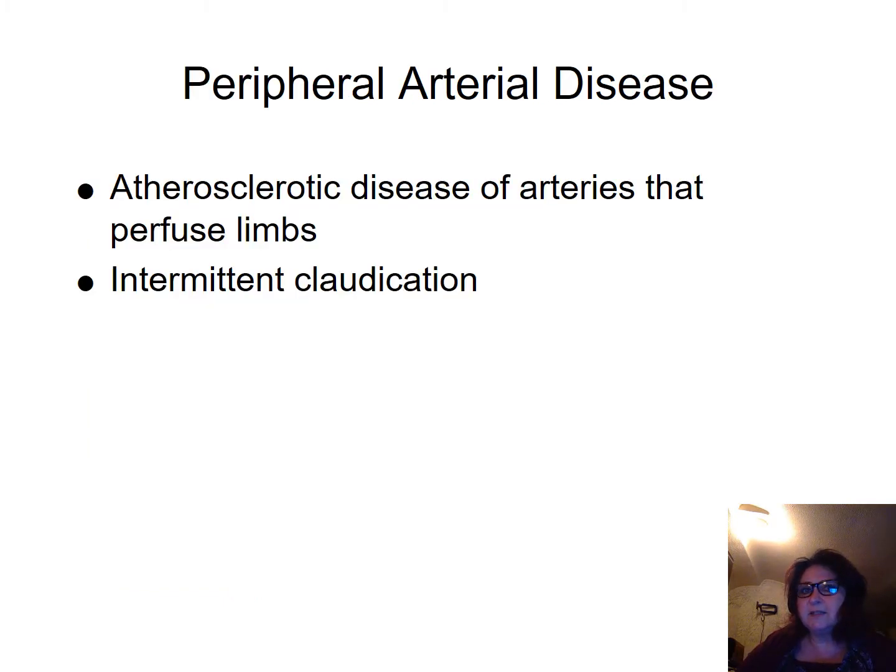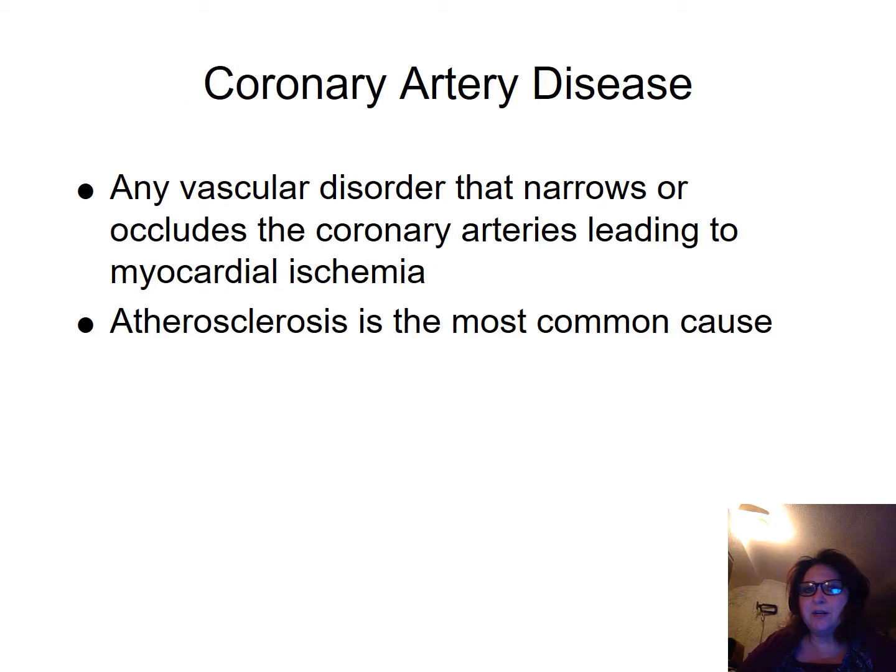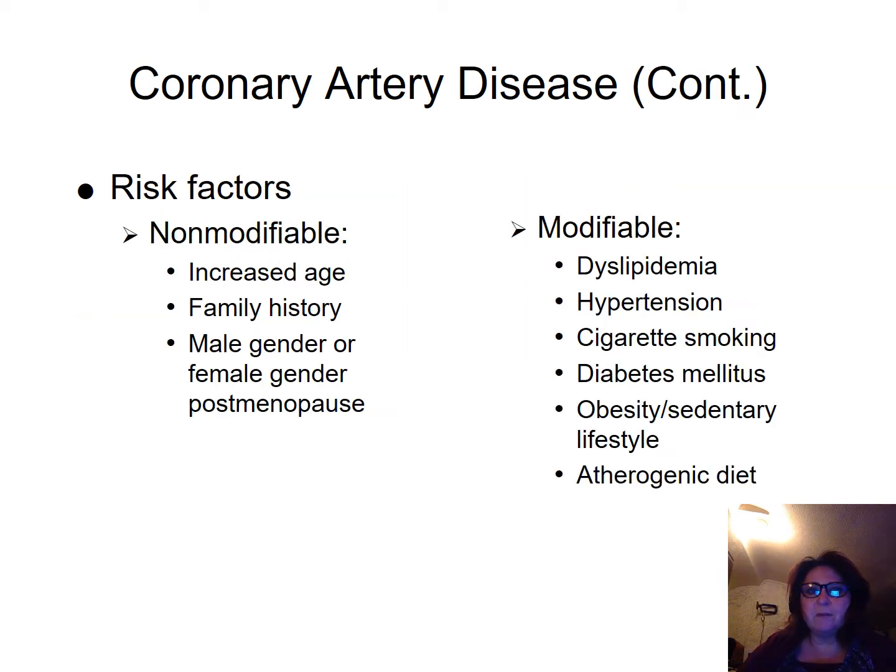Peripheral artery disease. This is an atherosclerotic disease of the arteries that perfuse to the limbs, and intermittent claudication. It's any vascular disorder that narrows or occludes the coronary arteries, leading to myocardial ischemia. Atherosclerosis is the most common cause. And here are some risk factors. And as nurse practitioners, we want to work on the modifiable, right? Because we have no control over someone's age or family history or gender. But we can help with these modifiable ones. We can get their lipids down, control their high blood pressure, get them to quit smoking. If they're diabetic, get them up exercising and keep their hemoglobin A1C below 6, and get them up moving, and a low-fat diet.